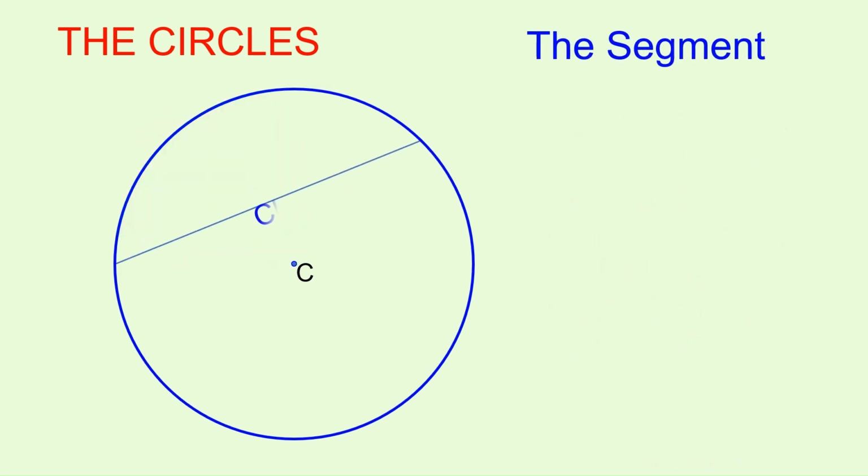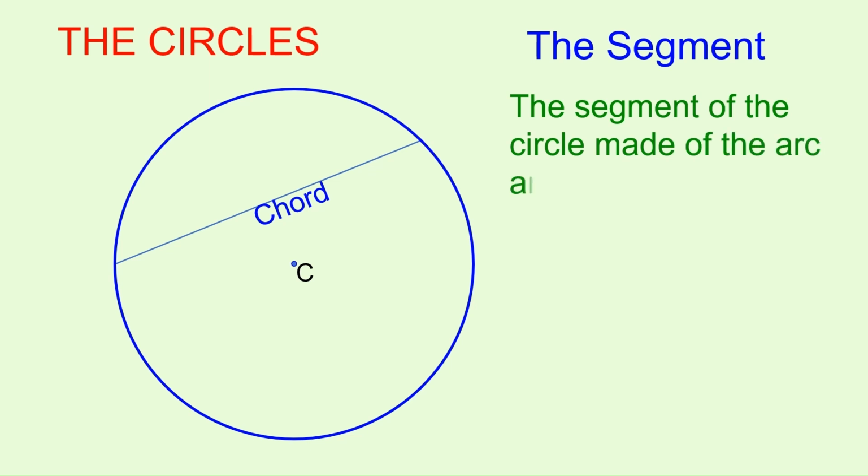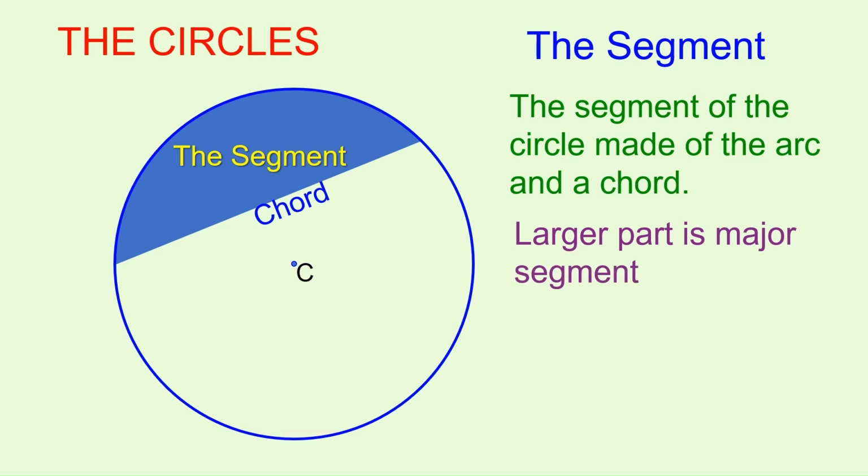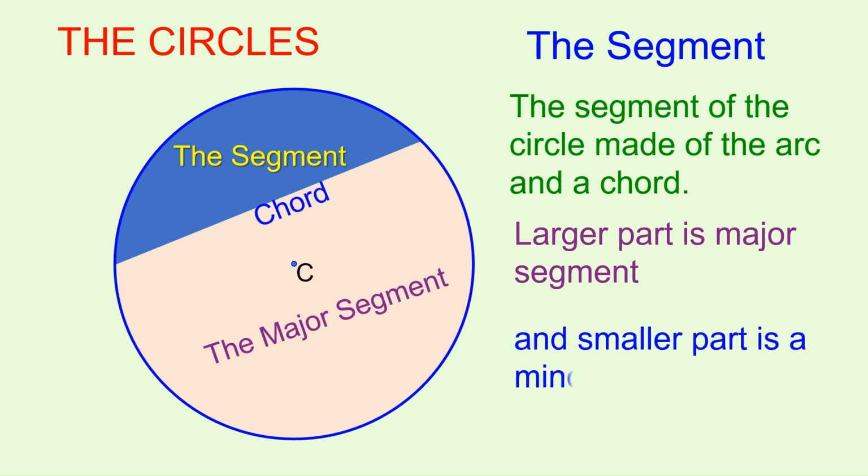The segment of the circle. The segment of the circle is made of the arc and a chord. The larger part is the major segment, and the smaller part is the minor segment.